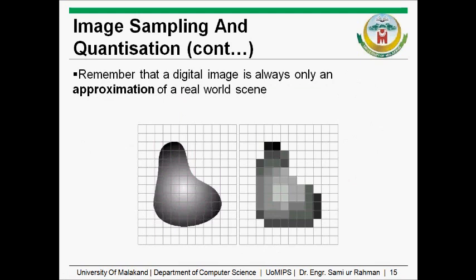We already talked about this, that a digital image is not the exact copy of the scene, it is actually an approximation of the real scene. Now, can anyone explain why it is an approximation and why it is not the real object? Because of this downsampling and quantization.